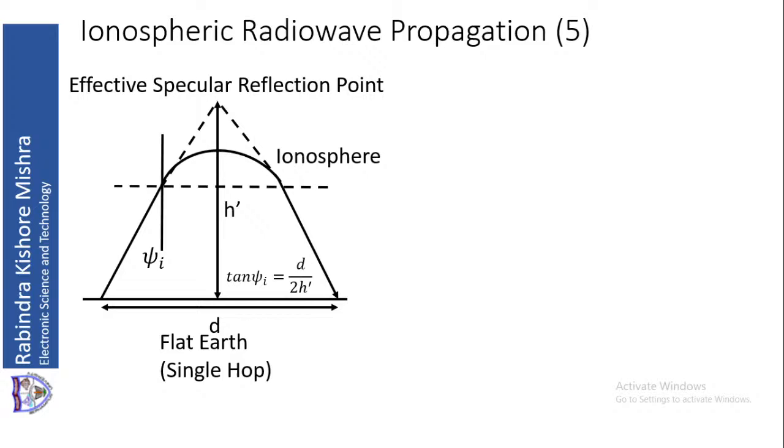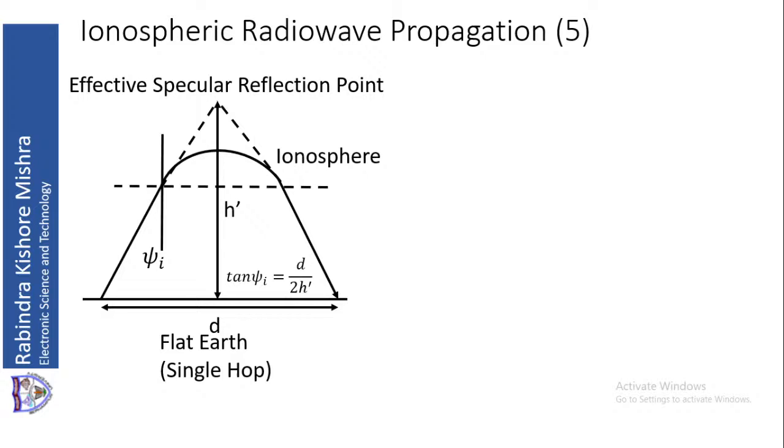Now the angle of incidence can be such that the wave will not come back, it will go away. If that is such, then the D is called the skip distance. For the D where psi is such that it is not coming back, that D is called the skip distance. So this is for the flat earth model.